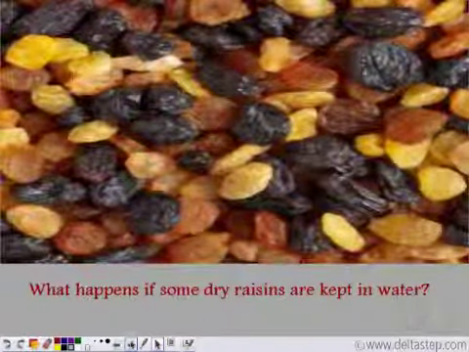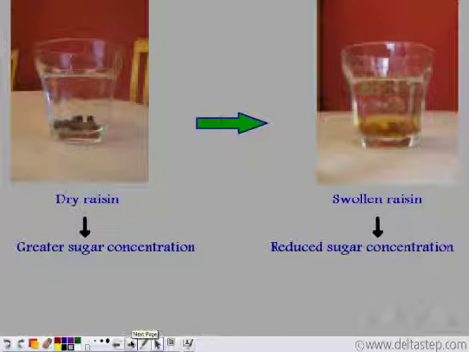Well, if you keep some dry raisins in water, then slowly they swell up. Now, why does this happen? Well, dry raisins have a greater sugar concentration than the outside water. So, water molecules come from a more dilute solution to a less dilute solution, that is, inside the raisins. And that is how the raisins swell up.